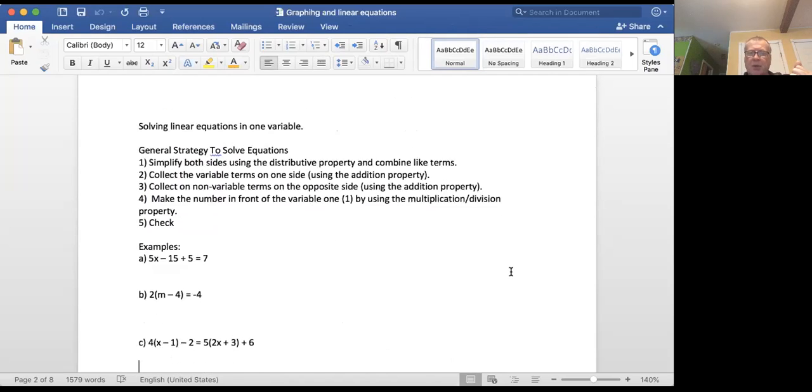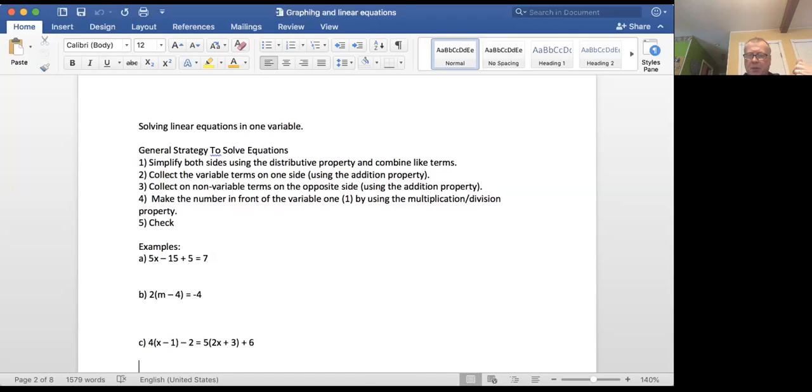All right, now this should be, for the most part, review: solving equations. However, we'll review it very quickly. Simplify both sides by distributing and combining like terms. Collect variables on one side, using an addition property. Collect non-variable terms on the other side, using an addition property. Then make sure there's a 1 in front of the variable, either by using the multiplication or division property. And then check your answer.